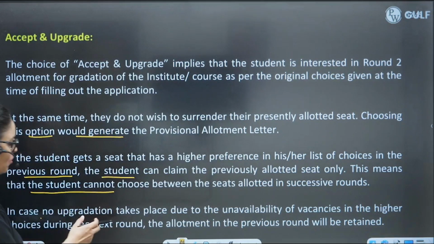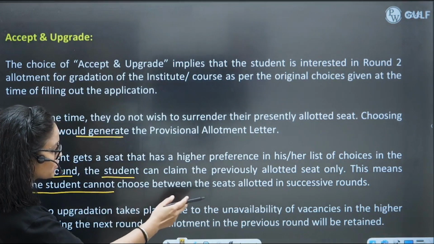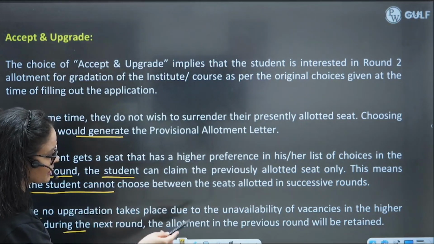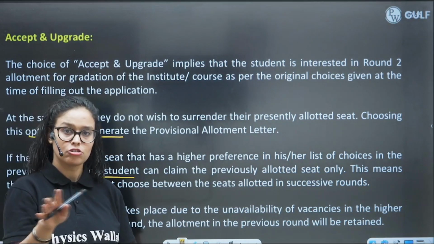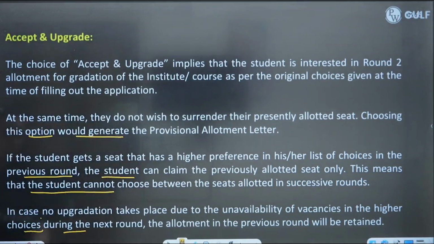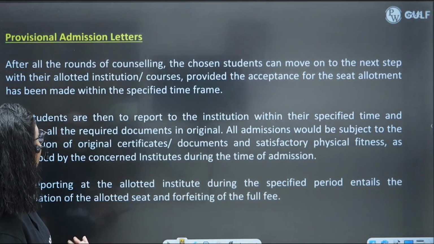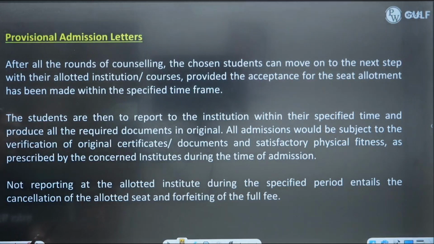So in case no upgradation takes place due to unavailability of vacancies in the higher choices during the next round, the allotment in the previous round will be retained. So this is the benefit, right? So you have to accept and you can go for the upgradation. Provisional admission letter, and then with this you have to take the admission.